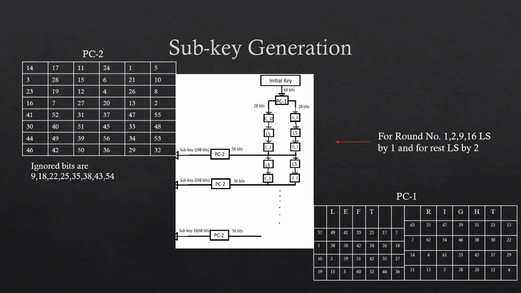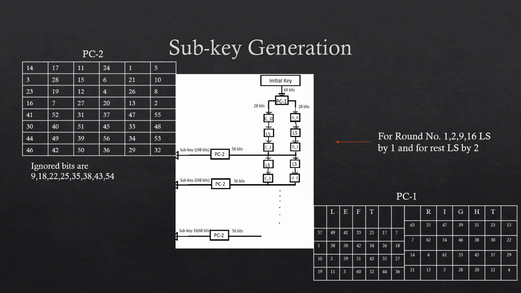This is called compression permutation, as what it does basically is discard some bits and rearrange the remaining ones. So we send 56 bits and we get 48 bits as output. Now our first subkey of 48 bits is ready. For the next subkey, the blocks C1 and D1 serve as inputs, and like this the entire process is repeated. So this way all the 16 subkeys are generated.